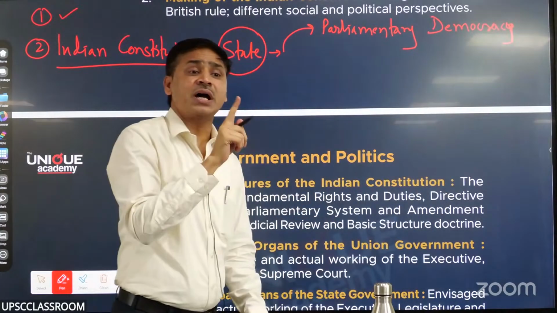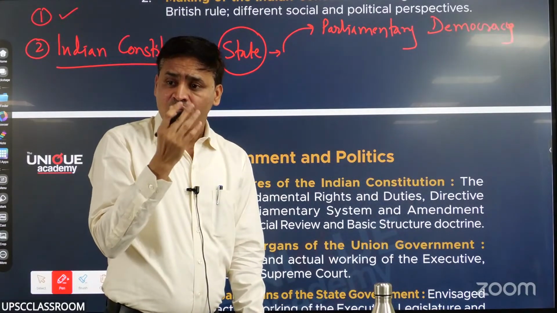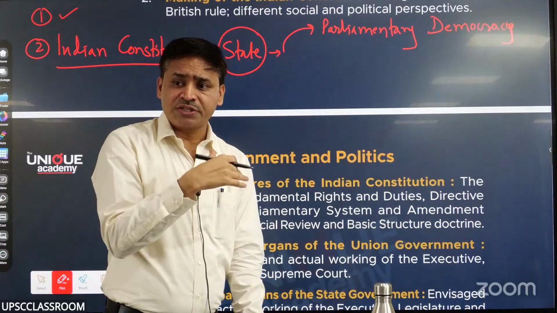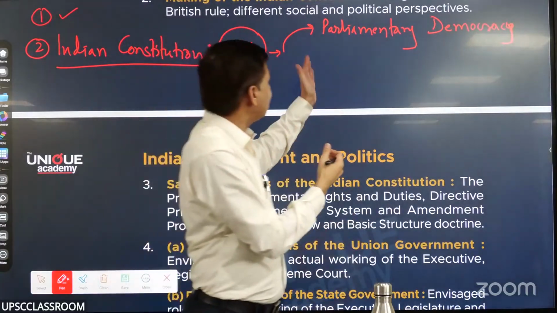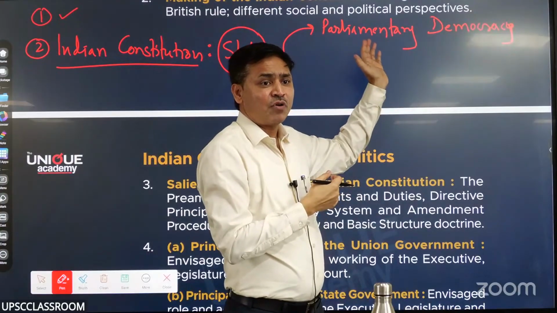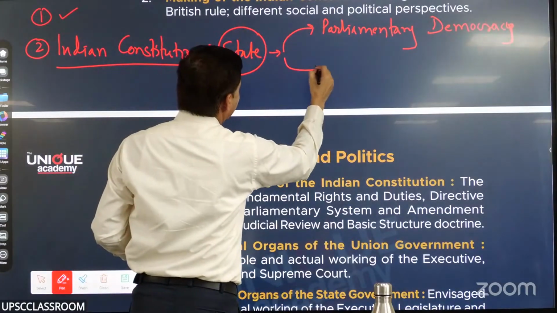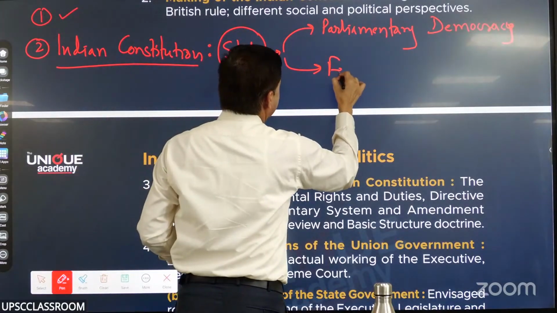उसका एक आंसर है parliamentary form of government. But since the form of government that we have adopted through constitution is democratic, it becomes what? Parliamentary democracy. So parliamentary form of government, parliamentary form of democracy. Okay, so parliamentary democracy. दूसरा आंसर क्या हम देते हैं? फेडरलिज्म.